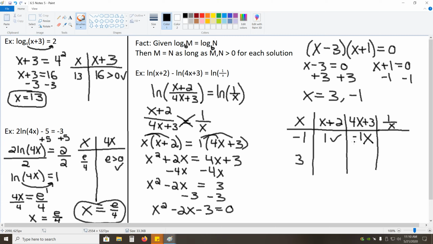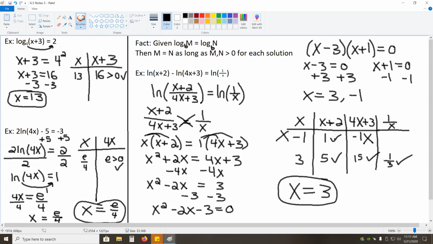Now let's check 3. 3 plus 2 is 5. That works out. It's positive. 3 times 4 is 12, plus 3 is 15. That is positive. And finally, 1 over 3 is also positive. So our only solution is x equals 3. x equals negative 1 would cause the original problem to be undefined, so it does not work out.